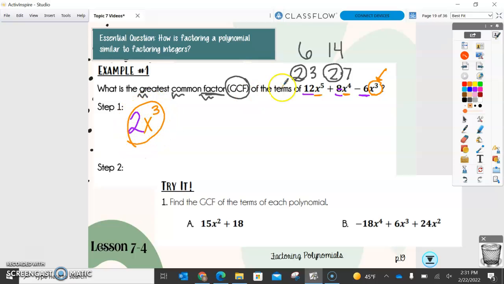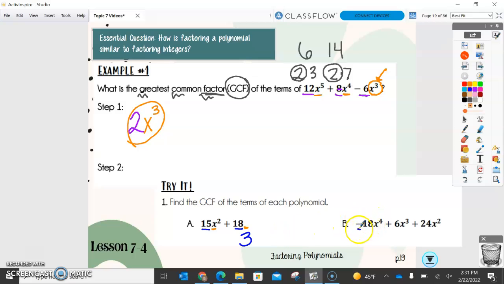That means we can divide each of these 12, 8, and negative 6 coefficients by 2, and x to the third is in each of those variable terms. So let's try a greatest common factor down here. Notice there are no x's with the 18, so we will not have an x common factor in here. But if we look at our numbers, 15 and 18 are both divisible by 3. So in this case, our greatest common factor is just the constant 3.